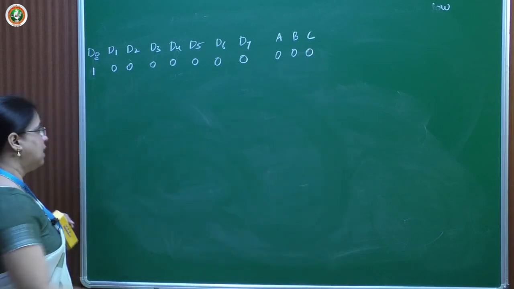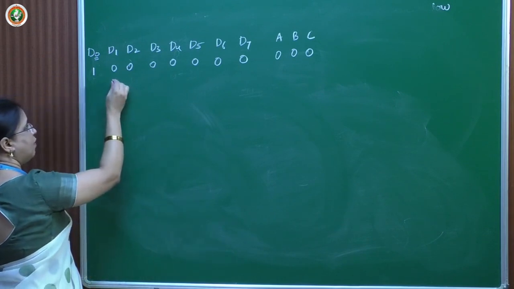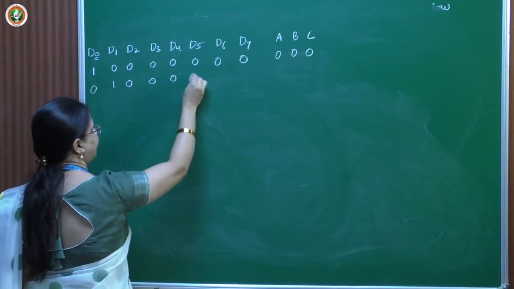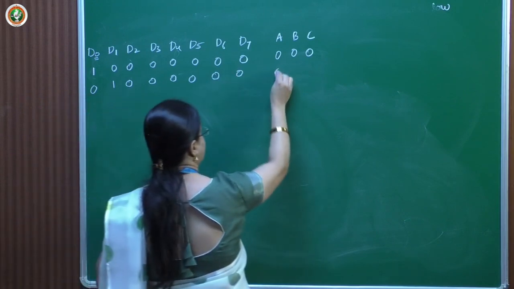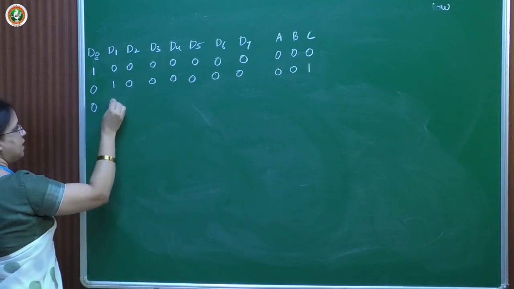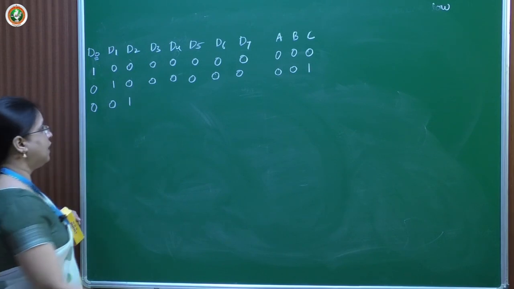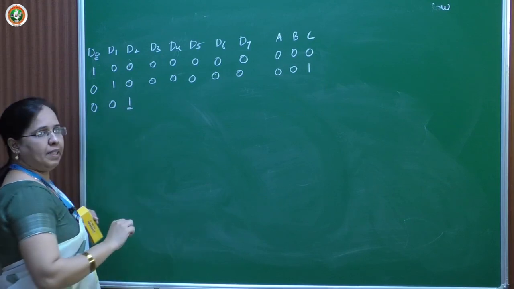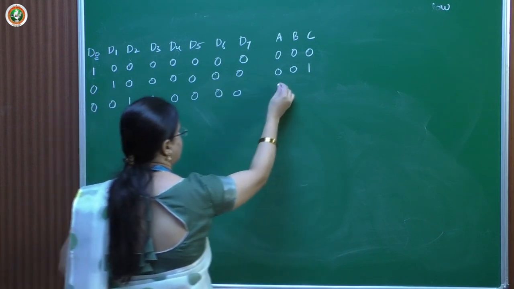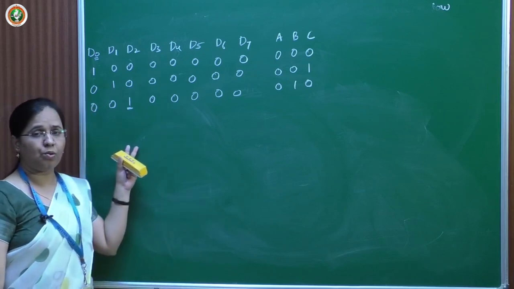What is the binary representation for 0? Obviously three zeros. In the same way, I now want to convert octal 1 to binary 1. I have to make this entry 1 and the remaining entries zeros. The binary equivalent is 001. Next, convert octal 2 to binary 2. Only D2 will be high, the remaining will be 0, and the output is 010. I hope the logic is clear on how to fill this table.